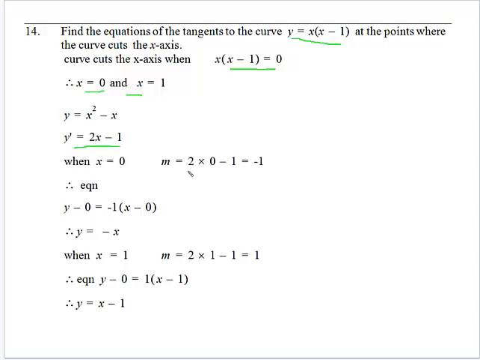And at x is equal to 0, we're able to get a gradient by subbing it in of minus 1. So our equation there would be with the point 0, 0, and y is equal to minus x comes out as our gradient. When x is equal to 1, our gradient works out to be 1 as well. So we get y minus 0 is equal to 1 outside of it, x minus 1. And there's our two tangents at the points where it cuts the x-axis, 0, 0 and 1, 0. Because it cuts the x-axis, it must have a y value of 0.